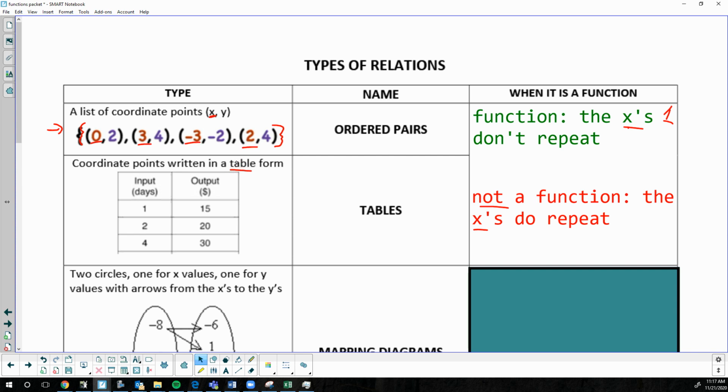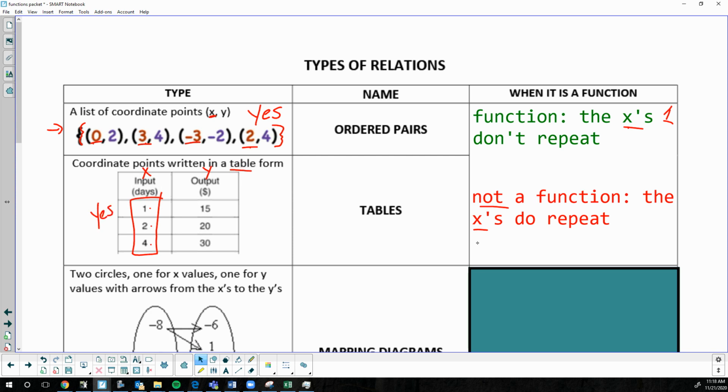So you kind of do what I just did. You read them out loud to yourself, and you see, is there only one of each? So there's only one 0, only one 3, only one -3, only one 2. This is a yes. Okay, same thing goes with the table. Your first column, your left-hand side, is always your x's or your inputs. Your second column is always your y's. So you only have to focus on these numbers when you're doing the test. 1, 2, 4. There is only one of each. This is also a yes.